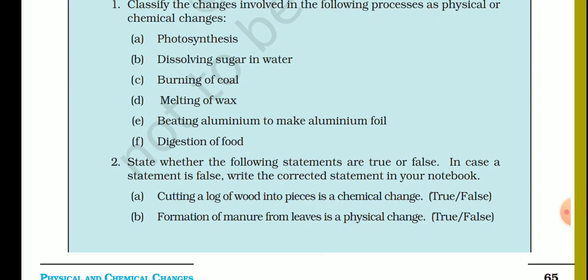Second, B option, formation of manure from leaves is a physical change. It is false. See students, what happens when manure is formed? Because with the help of earthworms, or you can say decomposers, decomposition takes place. And decomposition is also the breaking of the substance with the help of certain enzymes. So it is a chemical change. Formation of manure from leaves is a chemical change. So this statement is also false, that formation of manure from leaves is a physical change.